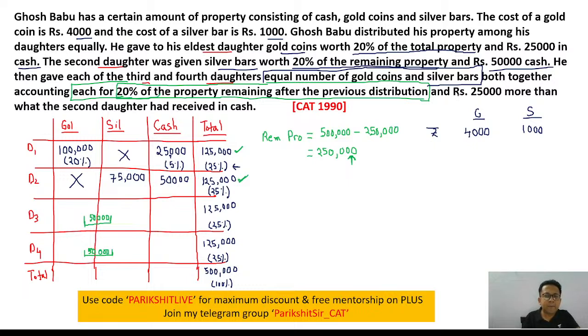And rupees 25,000 more than what the second daughter had received in cash. Okay, and what do they say? Rupees 25,000 more than what the second daughter has received in cash. Obviously, the second daughter received 50,000. These two daughters received 25,000 more. So I think that's easy to determine because anyway 1,25,000 minus 50,000 would have been 75,000. So 25,000 more than the second daughter in cash is 50 plus 25, 75,000 each. That is it, and we got it.